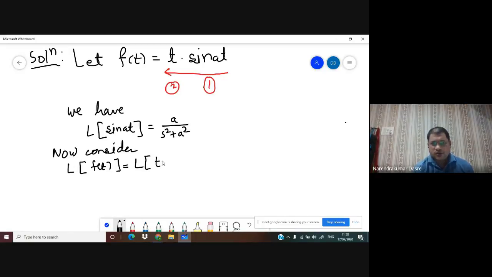The Laplace transform of t into sin of at. Because of this t, we get minus 1 and d by ds of the Laplace transform of sin of at. This is going to be f bar of s for us. This sin of at is f of t, and this is t into f of t. So f of t is sin of at in the formula, and hence this is going to be f bar of s, whatever we have in the formula. Now let us evaluate this.